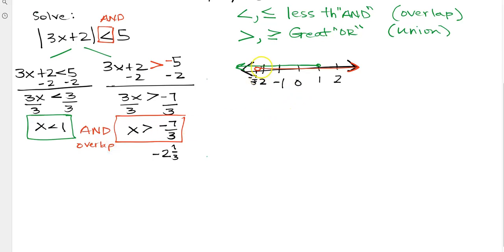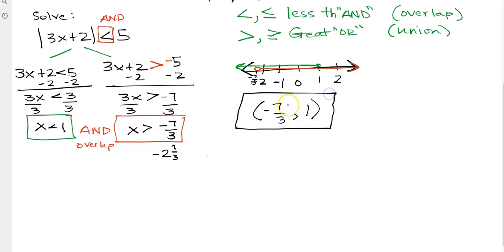And so the overlap is between -7/3 and 1. So when we write that in interval notation, we'll have parenthesis, -7/3, comma 1, parenthesis. And that would be your answer on there.